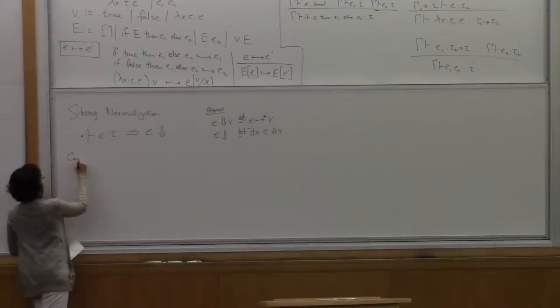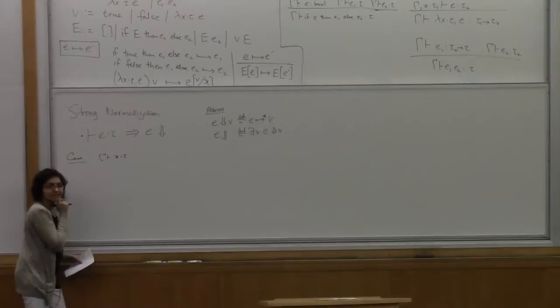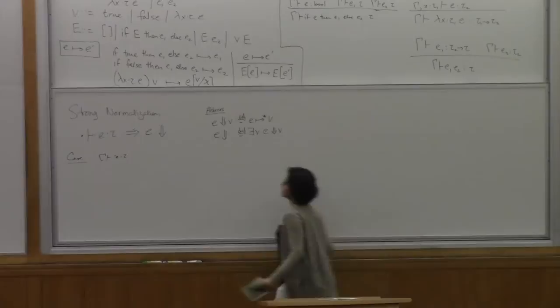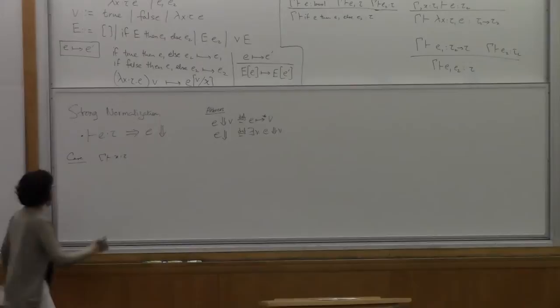Case. Should I consider this case? I've got an empty context. So that one doesn't even apply. I don't need to do a case for that, right? Because that's a free variable, and here my theorem premise clearly says that E is closed. Okay, I'm not going to consider that one. Good. So what's my simplest other case?